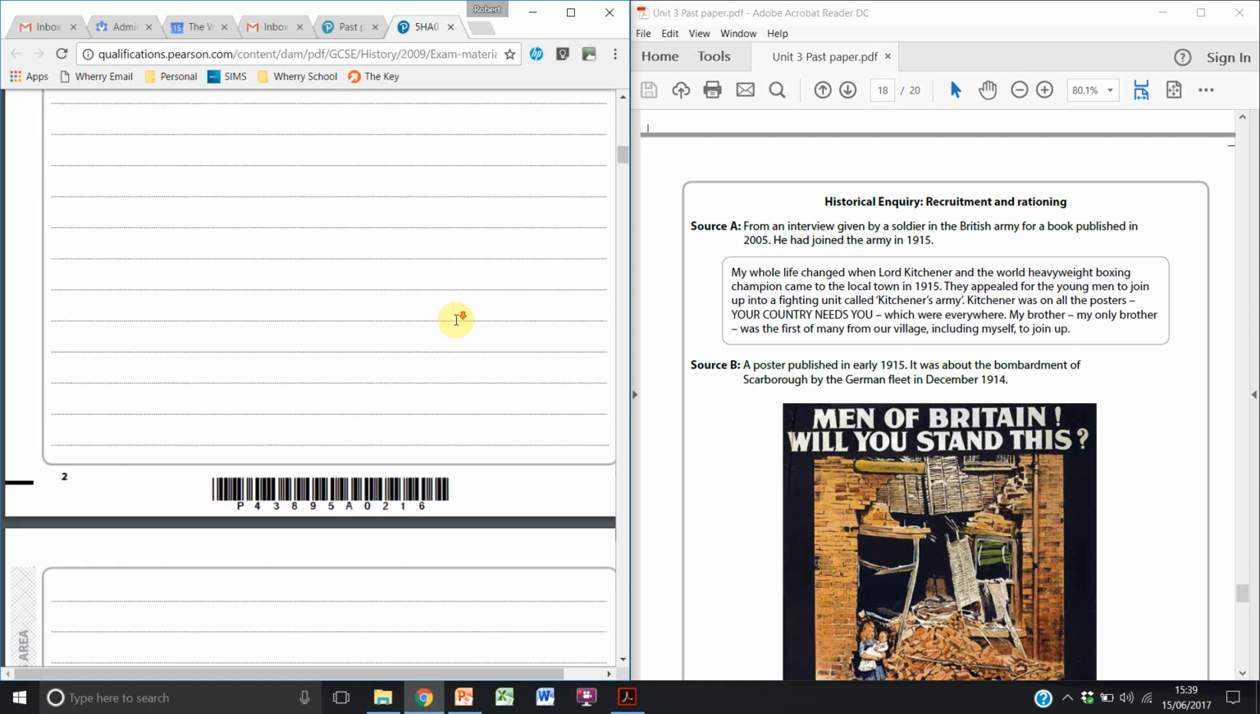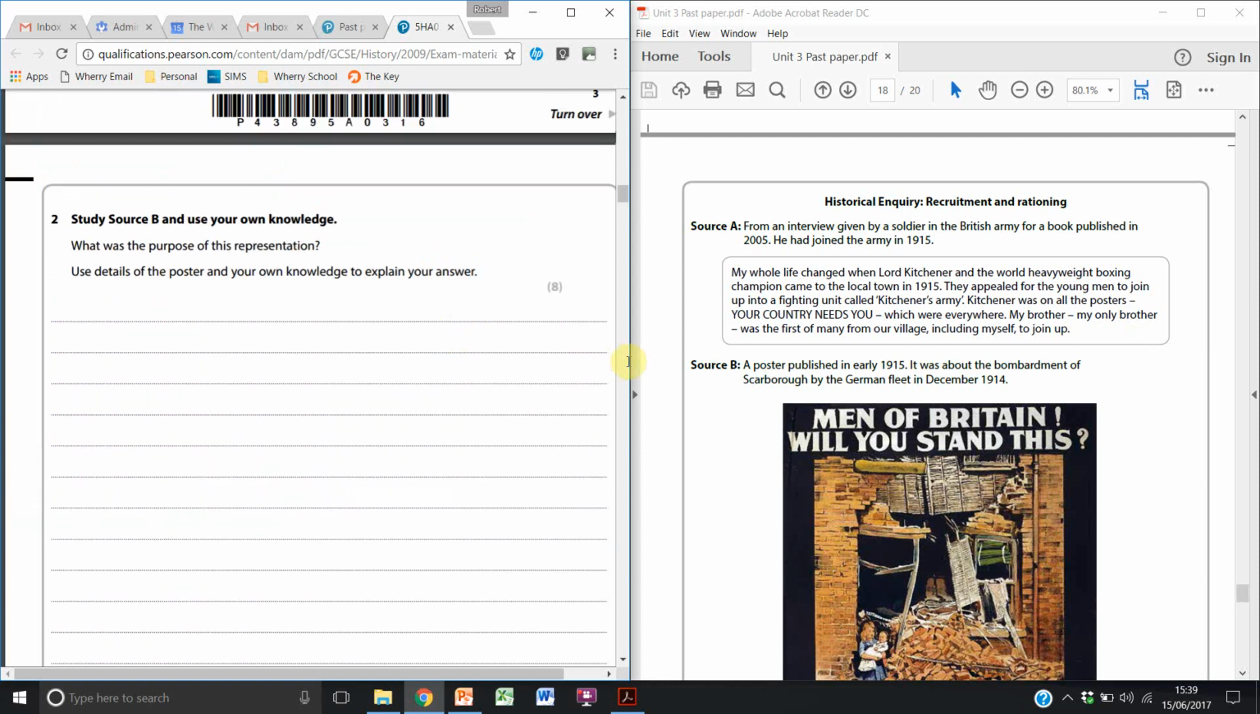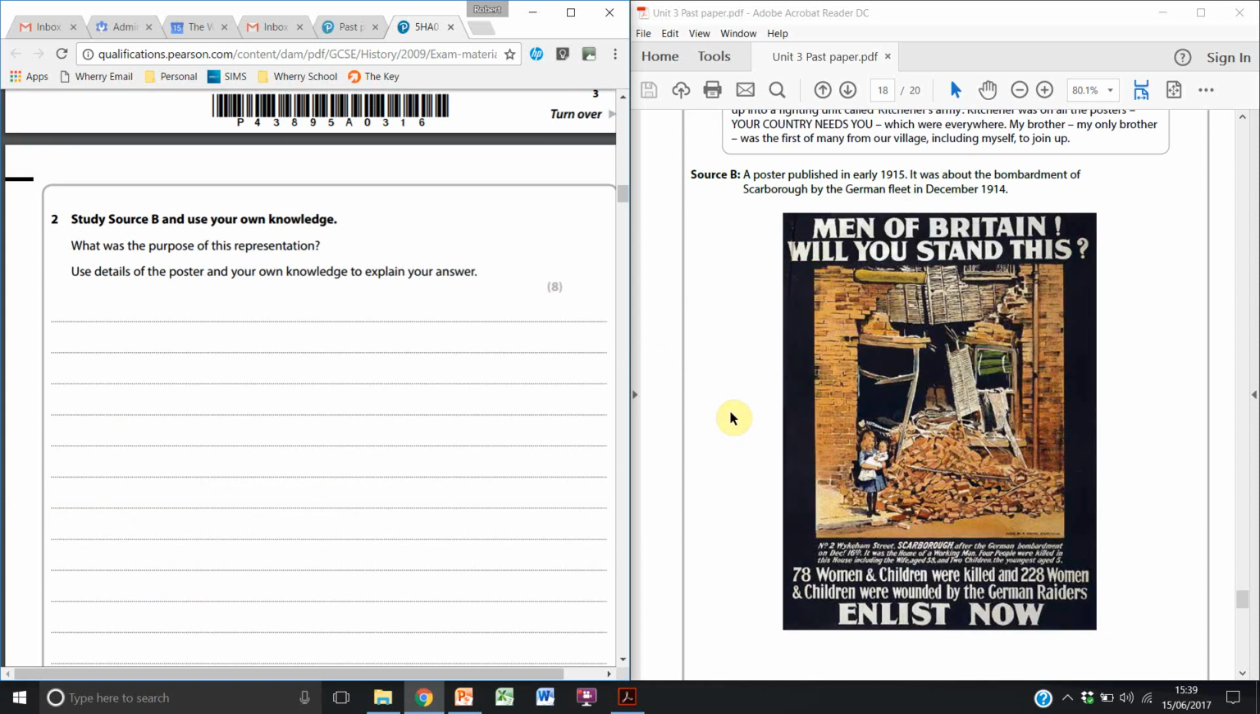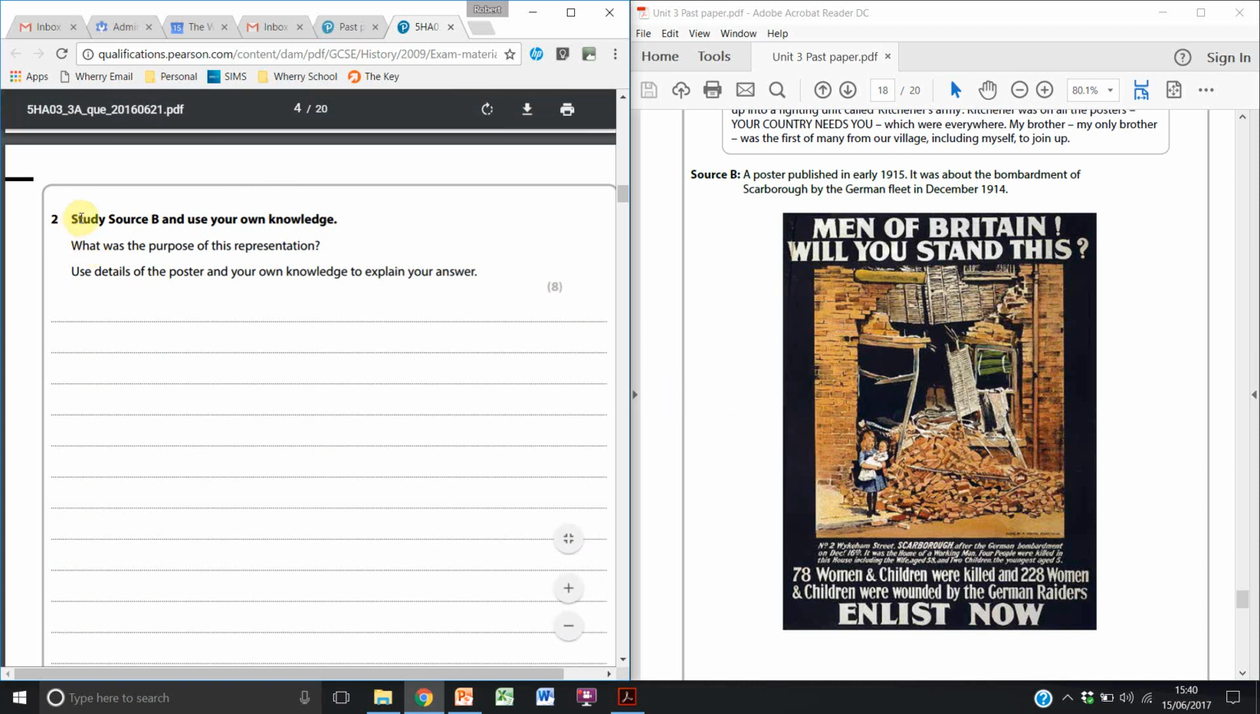Okay, question 2 is using source B. This is source B here. It will always be a visual source, potentially a poster, or it might be an article from a newspaper, or maybe a cartoon from a newspaper, something like that. And look very carefully at the instructions. It says study source B and use your own knowledge.